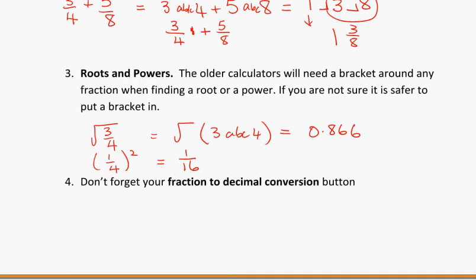Now don't forget you've got a fraction or decimal conversion button. On the older ones you just press the ABC key again and it will change it from a fraction to a decimal. And with the newer ones you've got an SD button as your fraction conversion. Okay, have a go at those.